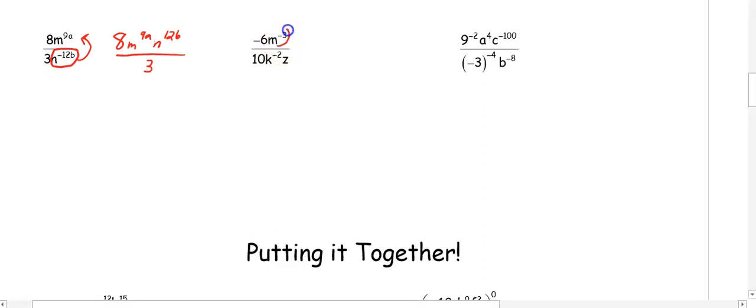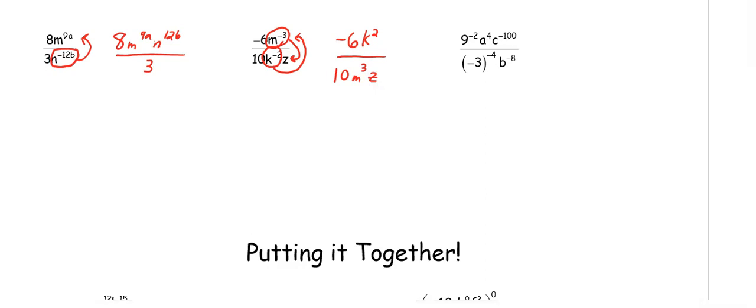In the next one, we have m to the negative third with a negative exponent that needs to move, and k with a negative exponent that needs to move. Everything else is going to stay in place. We have negative 6k squared over 10 m to the third z. Now, this time, negative 6 and 10 are divisible by 2, so we can reduce those numbers by dividing by 2, so we get negative 3k squared over 5 m to the third z.